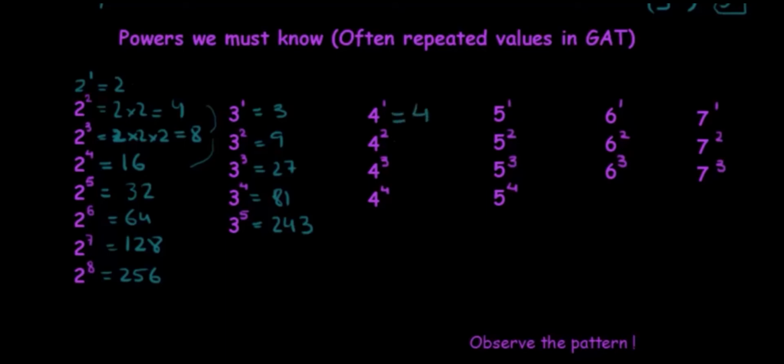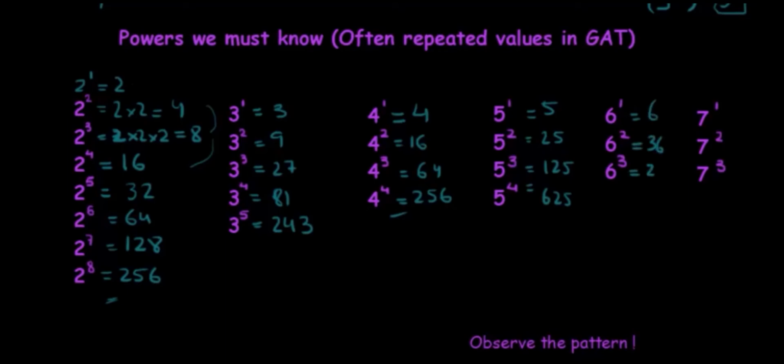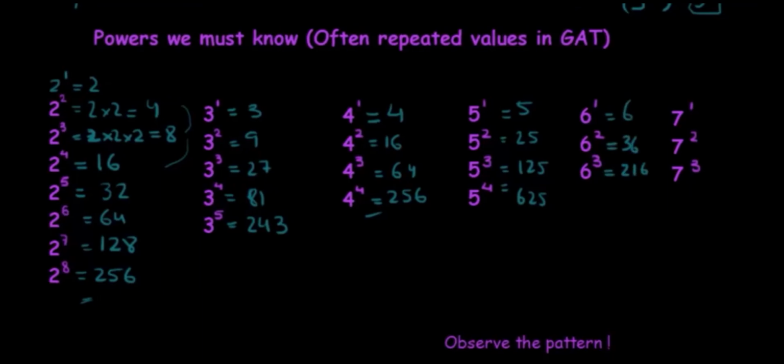That's all we need. 4 to the power 1, 4. 4 squared, 4 times 4, 16. 4 cubed, 64. 4 to the power 4, that's 256. They're the same numbers here: 2 to the power 8 and 4 to the power 4 are the same number. 5 to the power 1, 5, 25, 125, 625. Maybe you know some of them already. 6 to the power 1, 6. 6 squared, 36. 6 cubed, 216. Then we've got 7 to the power 3, which is 343. Now, what I would like you to do is observe a pattern.